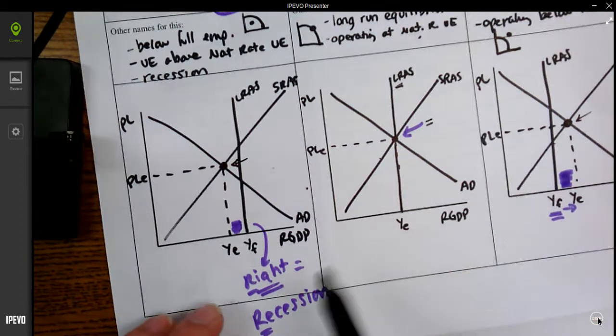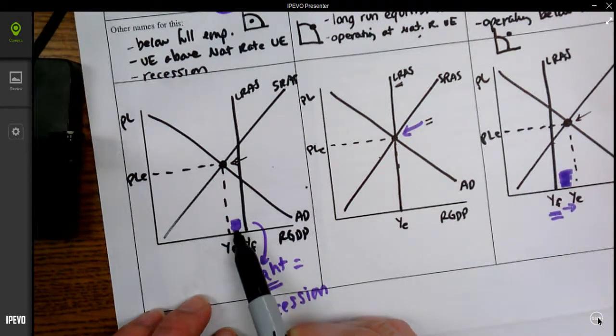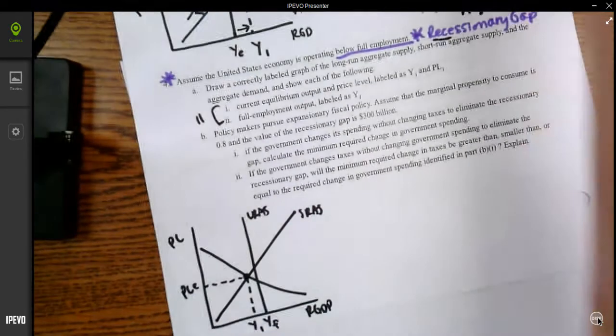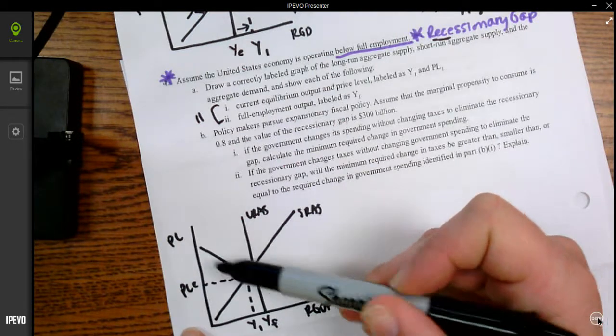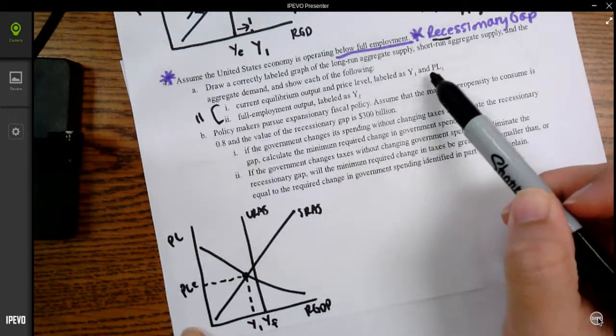So it's really important that you commit to memory, but also understand the 3 places to be. And you understand that operating below full employment, we can see that gap between where we are and where full employment is. 1 point for having the long-run aggregate supply in the correct location, 1 point for having everything else put together and labeled as they've asked.